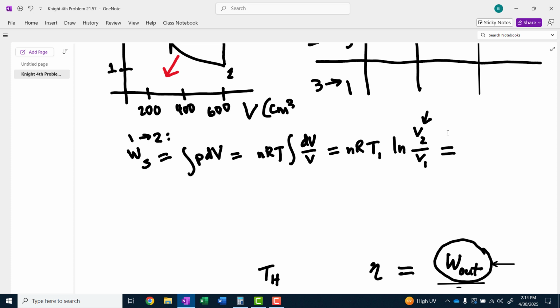Now, does that make sense? Yeah, because we're compressing the gas. If the gas is being compressed, then the work done by the gas is negative.